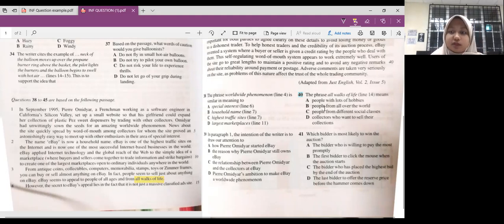Paragraph 3 says that from antique coins, collectibles, computers, memorabilia, stamps, toys, or Zimmer frames, you can buy or sell almost anything on eBay. In fact, people seem to sell just about anything on eBay. eBay seems to appeal to people of all ages and from all walks of life. It wants us to know what the phrase is all about.